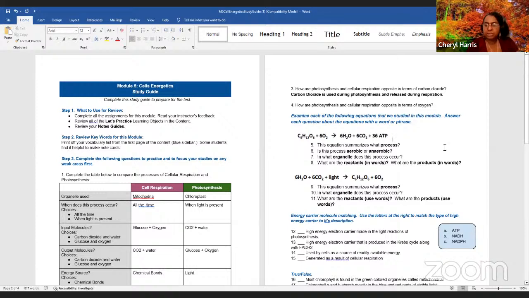All right, which takes us, and we're going to look at it a little more as we look at question 4. Again, they have given you the two equations. The first one, you have C6H12O6 plus 6 molecules of O2. Knowing what this is, and you have to know what it is, which equation is this? Is it photosynthesis or respiration?